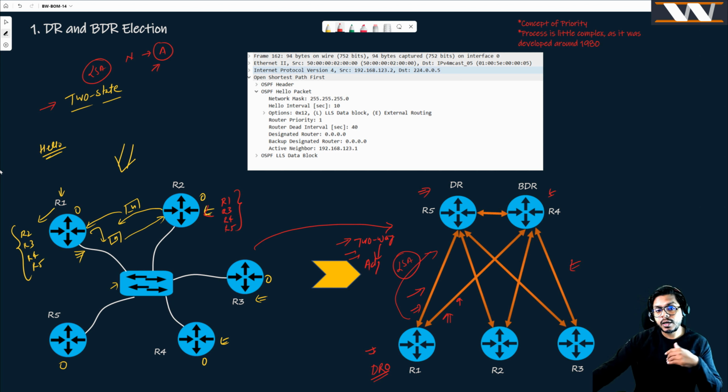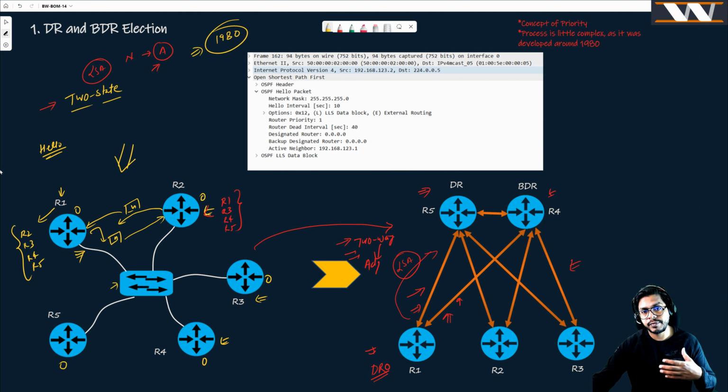So how does the election work, how do we come to know that R5 and R4 are going to be the DR and the BDR? That is the gist of this complete board, right? As I mentioned, this protocol was developed in the 1980s, a pretty old protocol, and that is why I think we have two RFCs, and that is why we see some difference in behavior when we see this protocol running on the routers, right?